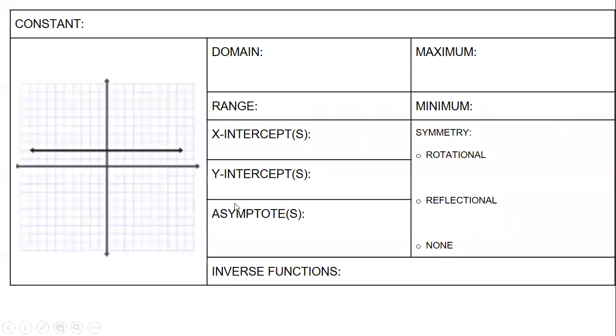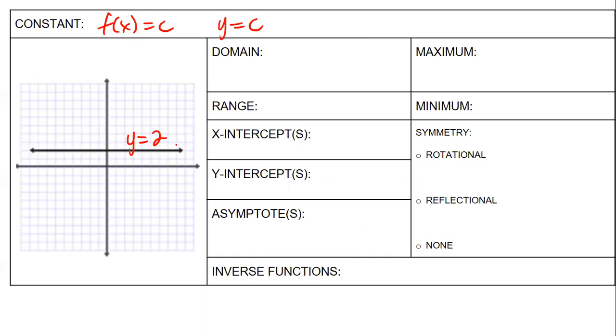So to start, we're going to start with the constant function. So your constant function is f of x equals c, or not as fancy, just y equals c. So it's just y equals a number. It's going to create a horizontal line. Do we see the horizontal line? Okay. So for this one, this line is y equals 2.